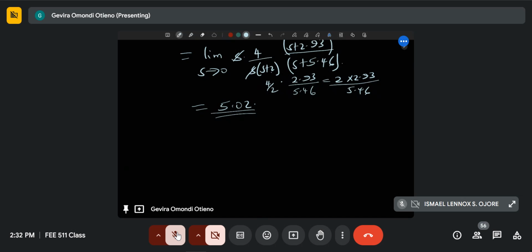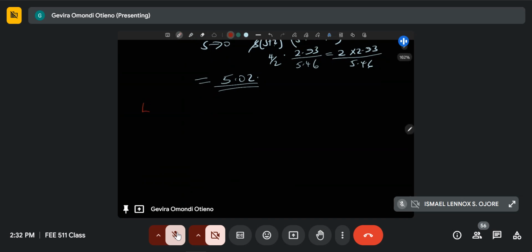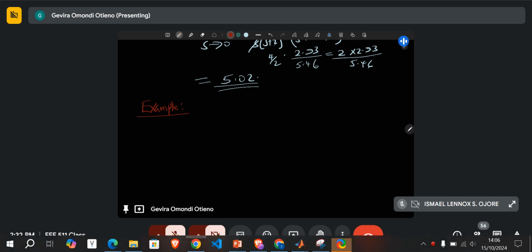So now let's do another example. Please note this was in the exam, so you have to note it down, or you would have to look for the past paper.